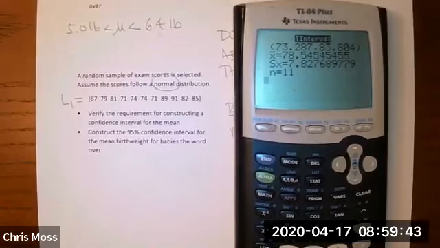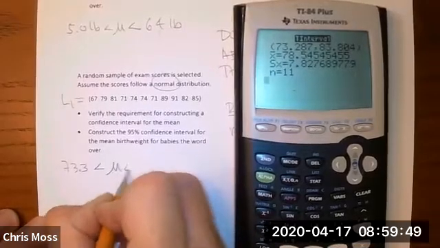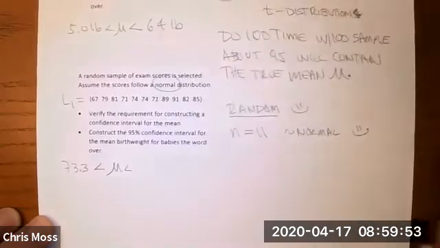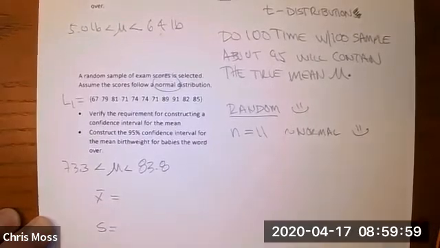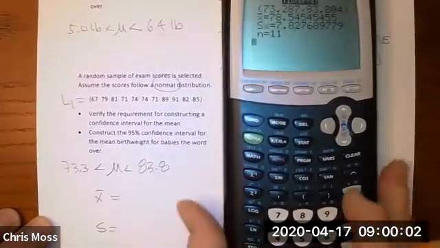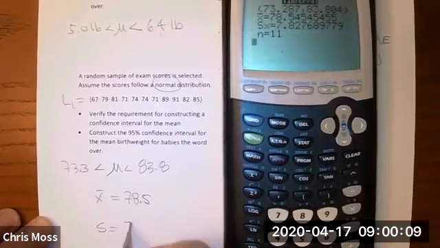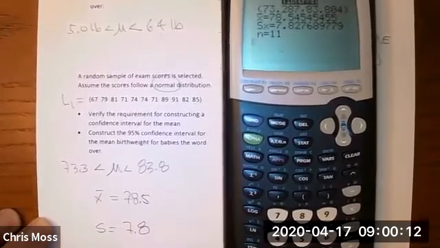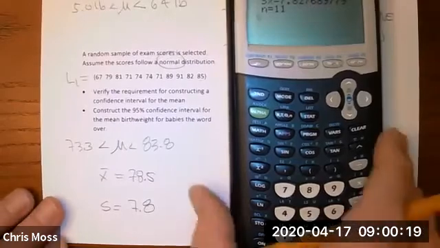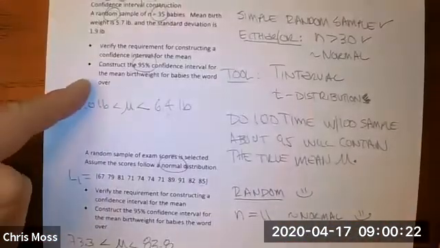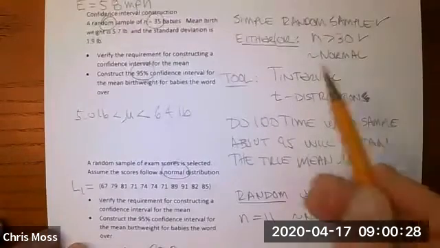I'll take one decimal place, so we got 73.3. We're talking points, so there are no inherent units. At the upper end, 83.8. I'll note that my mean and my standard deviation, in this example, 78.5 and 7.8. Those may be necessary at some later date for some more advanced analysis. In any case, we have 2 examples: summary statistics and raw data. In both cases, we use the t-interval tool.